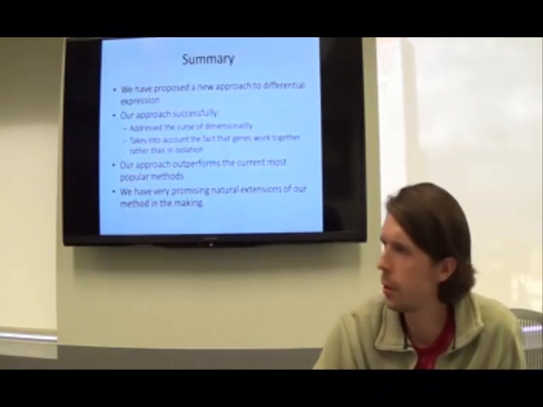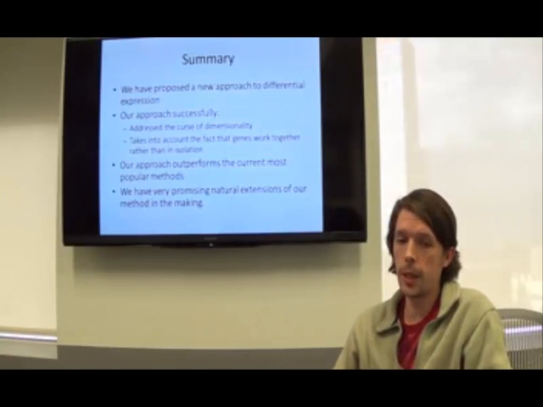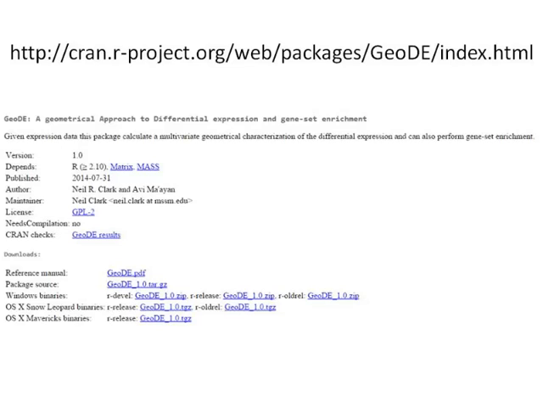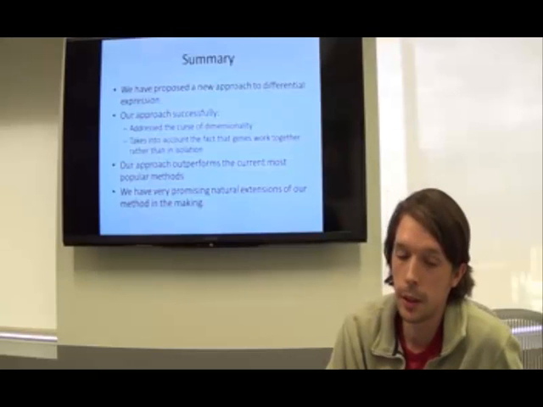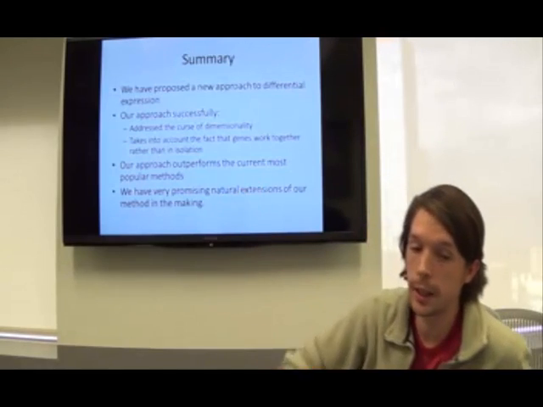I didn't put the link, but there's an R package that we've made, which you can get from the CRAN repository. It's called GeoDE, capital G E O, capital D, capital E. You can download that and use it. This package performs the characteristic direction and also the enrichment analysis.